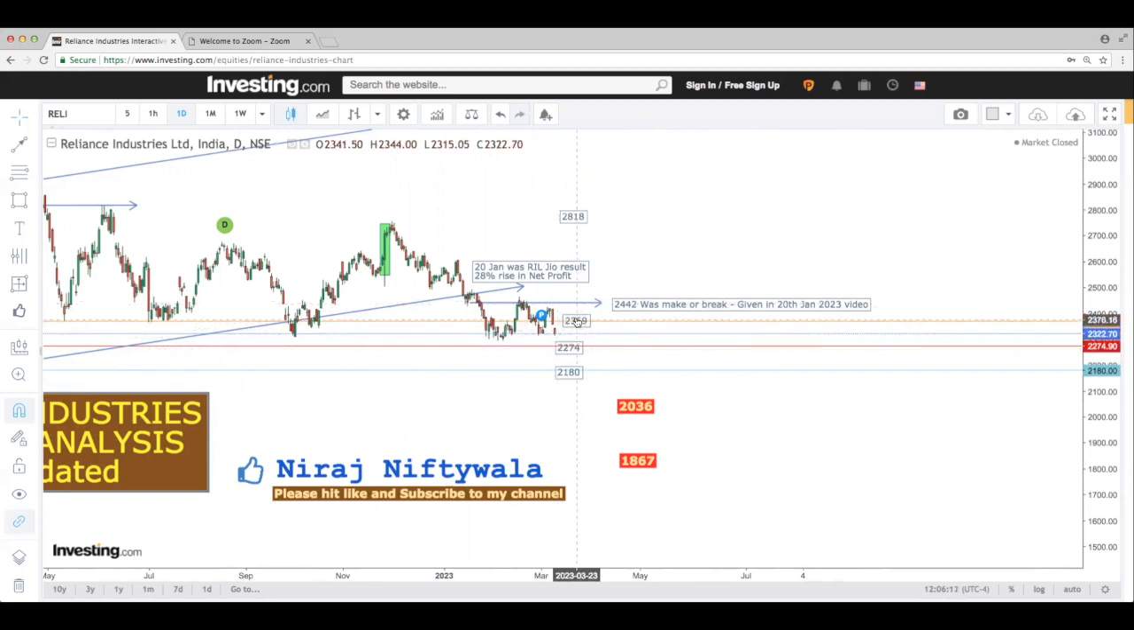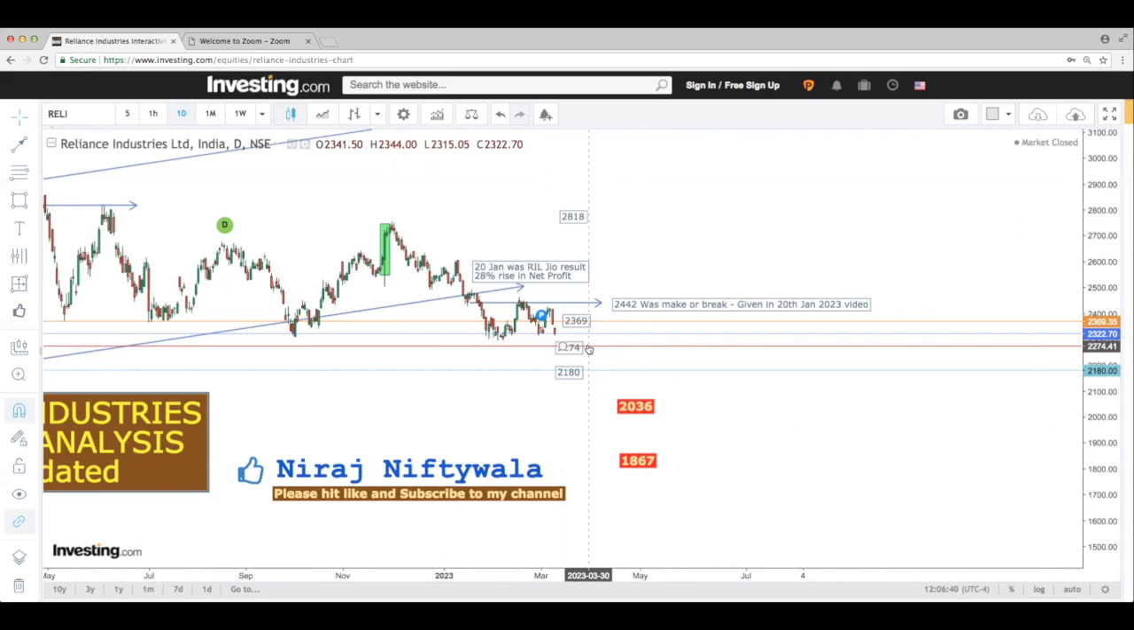So what are the possible lower side levels? 2369 was one support level which is broken. We got a close at 2322 within a time span of 2 days, with a sell off on 9th of March and then a sell off on 10th of March. This broke the key level, which is 2369. Now the next key level is 2274, which I have marked over here with this red line. Once this is gone, Reliance will be clearly in bearish territory.